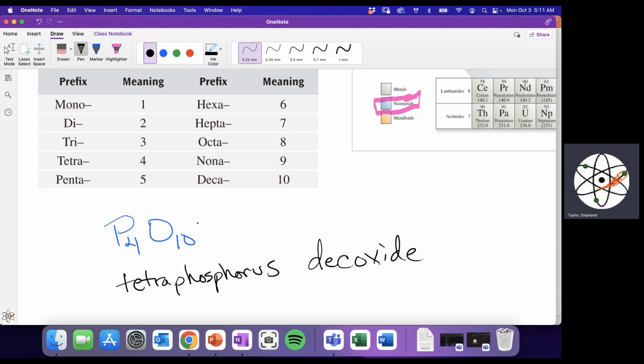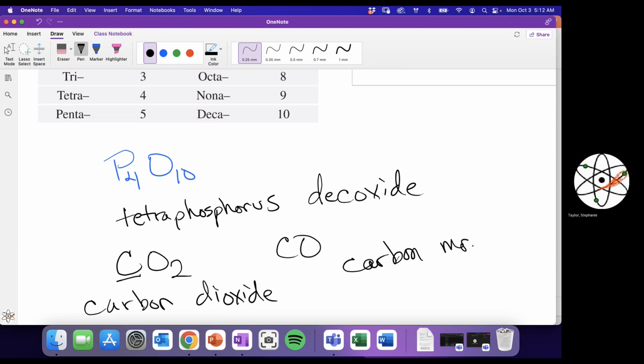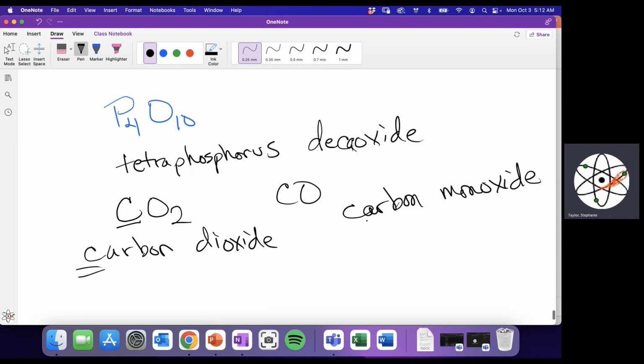Now there's exceptions to this, and then really the only exception is something that you've probably seen and heard before, which is where if the first element, there's only one of them, we just call this carbon dioxide. And we just call this one carbon monoxide. So this is decaoxide. I'll have to look that up. So realize that when there's only one element, we drop the prefix. So only one, we drop the prefix.